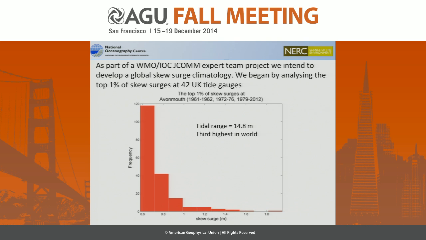So we also have very high tidal ranges. It's a strongly tidal regime. This is from a port called Avonmouth, which enjoys the third highest tide in the world, after only two other locations in the Bay of Fundy. And we're starting to build up climatologies now of skew surge as the preferred metric.